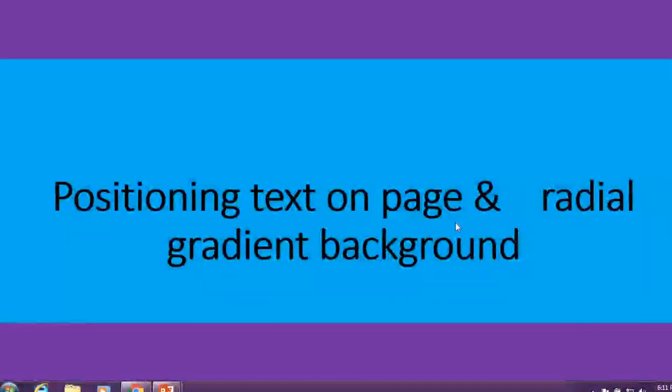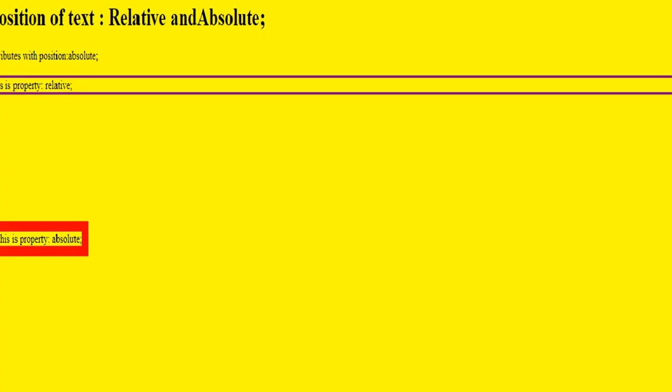Hello friends, continuing with the last video, that is positioning text in CSS. We used the relative and absolute properties for the text. Here we are going to see positioning as well as radial gradient background on an image. So, for example, you may require this kind of output.